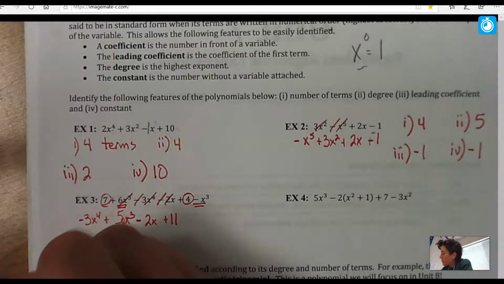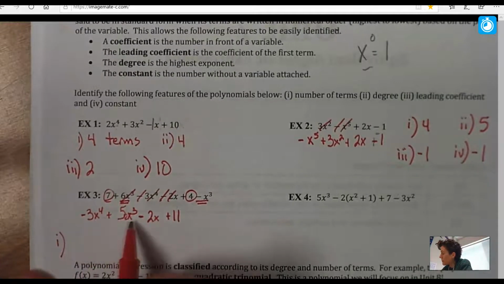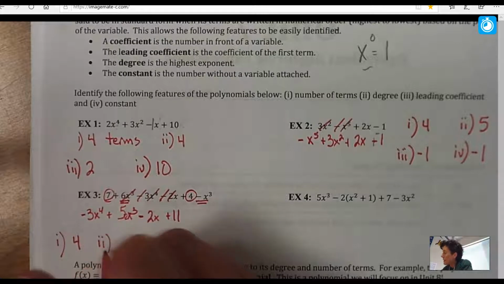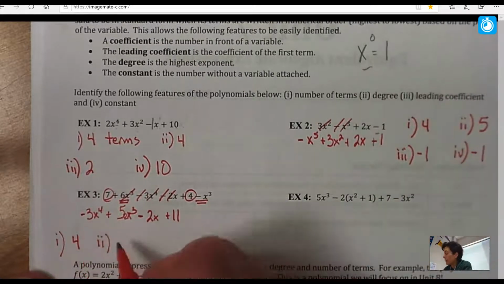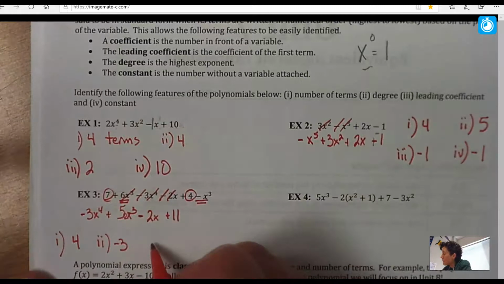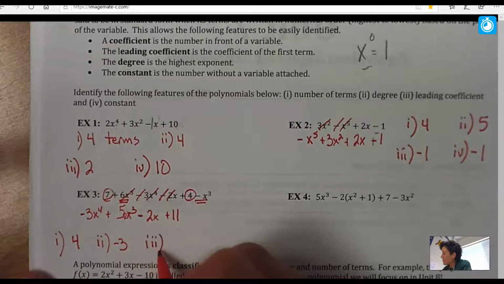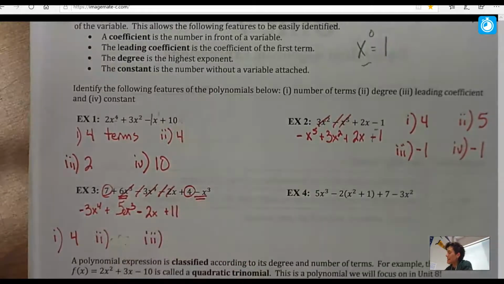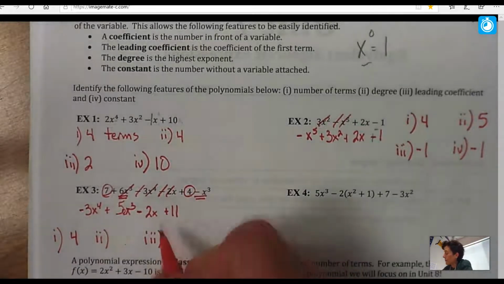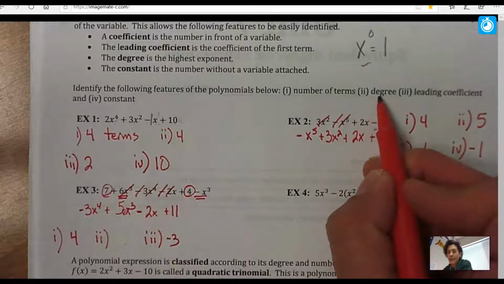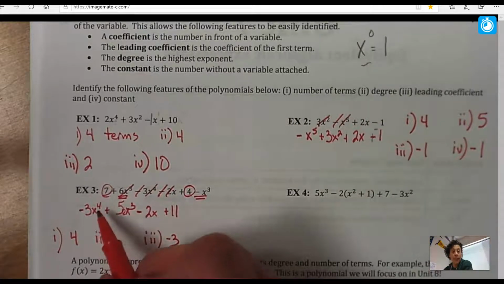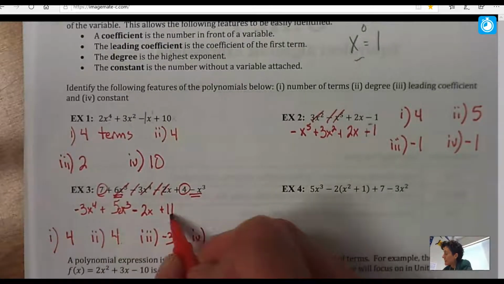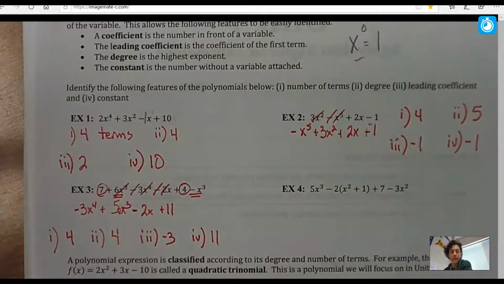All right, our Roman numerals. Our number of terms is 1, 2, 3, 4. That seems to be a constant thing so far. The next thing is the leading coefficient. That's the -3. Next, we're going to answer, oh, shoot, I did it again. I'm looking at the wrong spot. The leading coefficient is the third option. The degree is the second option, which is a 4th degree. And the last thing is the constant at the end, which is 11.